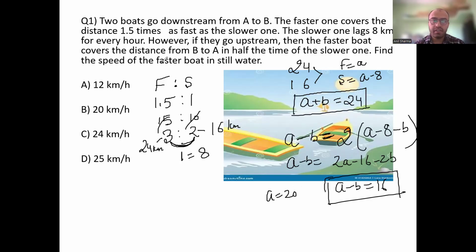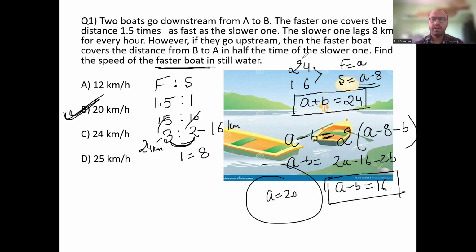So if A is 20, I need to find the speed of the faster boat in still water. And that is the speed of the faster boat in still water. Answer is 20 kilometers per hour. I need not subtract 8 here, because for the slower it is A minus 8, and for the faster it is A only. I hope you guys have understood.